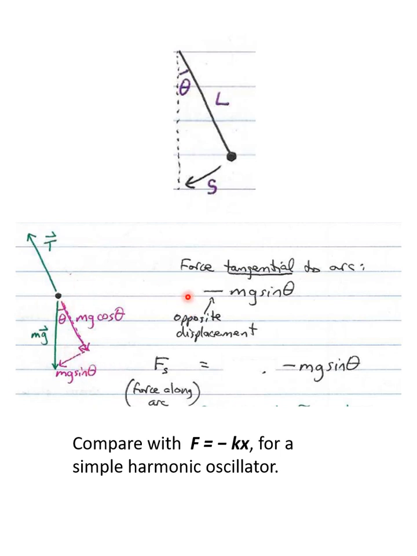And let's throw a negative sign in there because it's pulling it opposite of displacement. So if we think it is right now displaced to the right in the positive direction, the force is pulling it down and to the left. So that's why we throw that negative sign in there. So the force tangential, or along the arc, I'll just call it F sub s, is negative mg sine theta. Now I want to compare that with, for a simple harmonic oscillator, F equals negative kx.